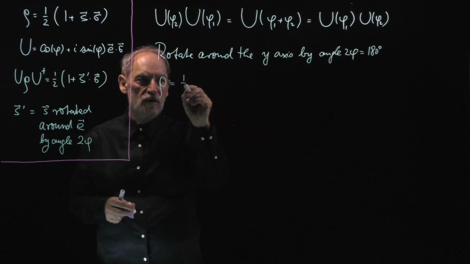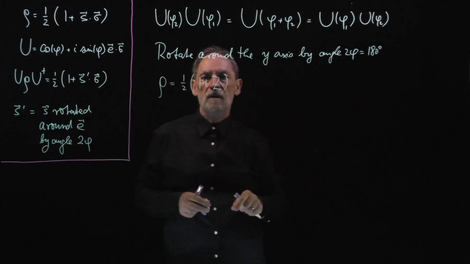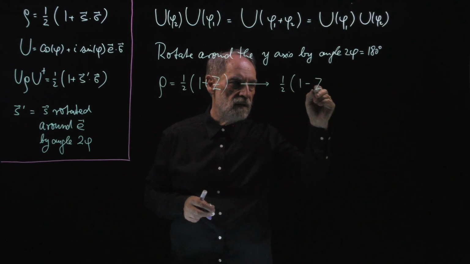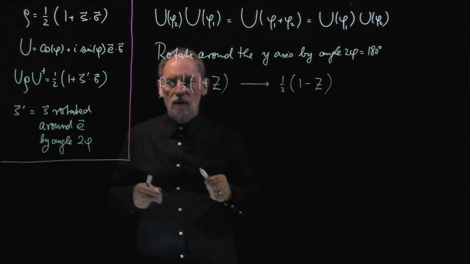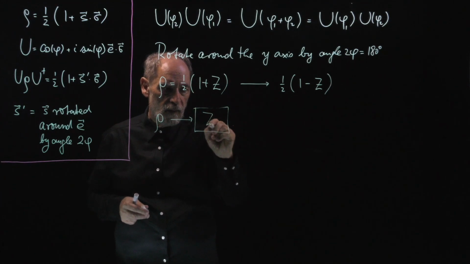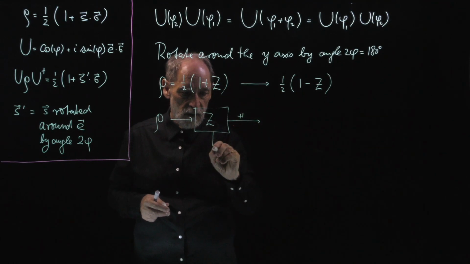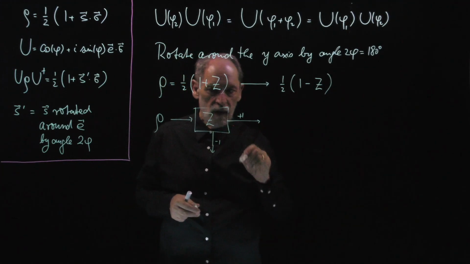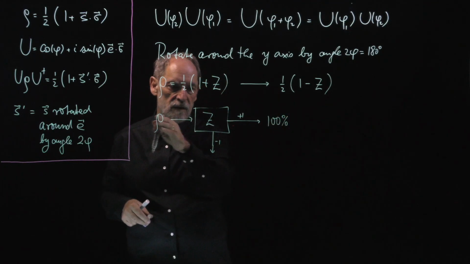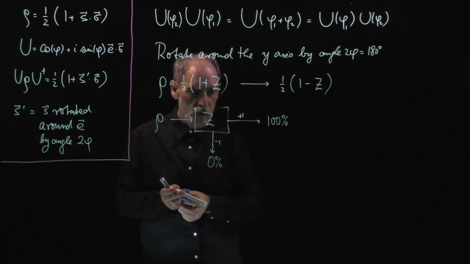So let's be more specific. We have a rho which is initially just a projector on the z operator equals +1, and then this rotation turns this into 1 minus z. So if I probe the system by a z measurement, with the +1 outcome directed here, and the -1 outcome going here to a detector, then with this initial state, I will have 100% of the systems being detected here, and none at all detected at this outcome.